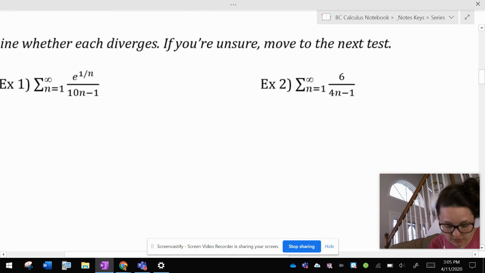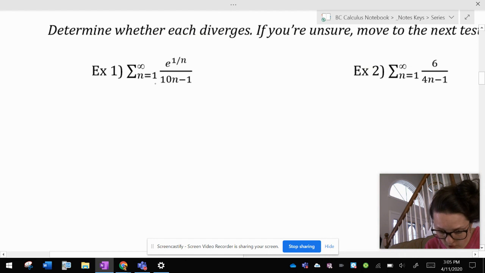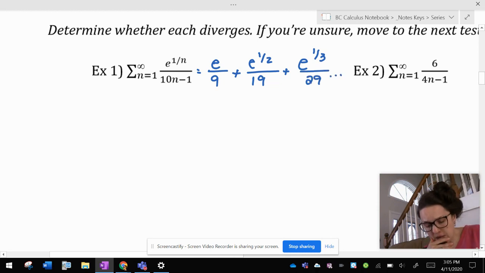Okay, so when we come down here, let's see. This says n equals 1 for this. Whoa, that's weird. I'm going to plug in some values just so you can see what this series looks like. So if n equals 1, this is going to be e over 9. And if n equals 2, it's going to be e to the 1/2 over 19. And then when n equals 3, e to the 1/3 over 29. Well, the bottom is getting bigger and the top is getting smaller. This fraction is reducing.